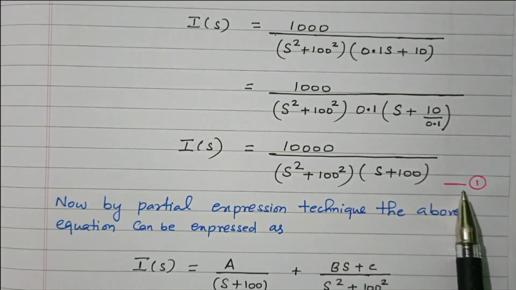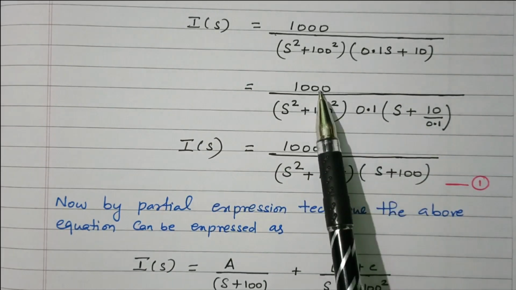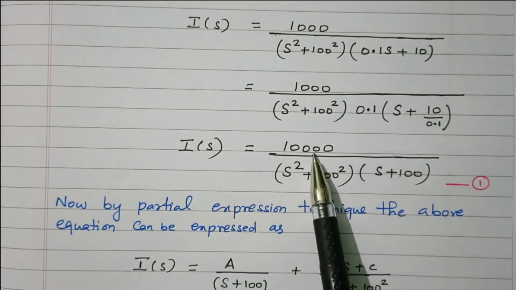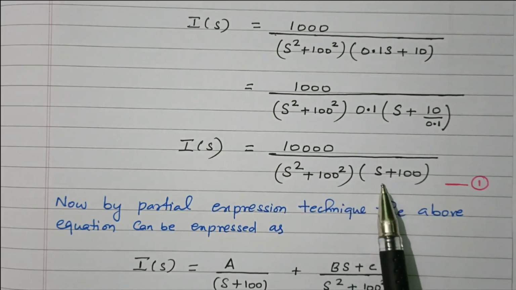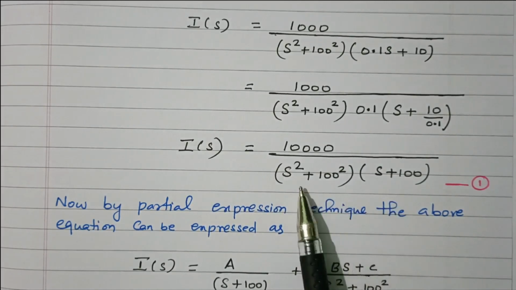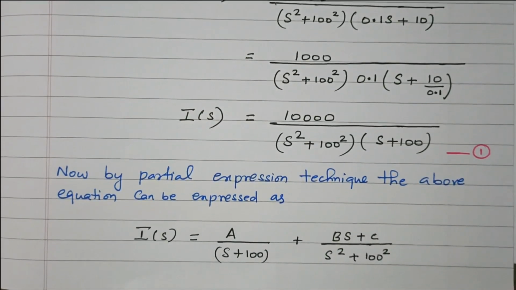We'll call this equation number 1. 1000 divided by 0.1 becomes 10,000, divided by s square plus 100 square into s plus 100. Right. Now we need to take the inverse Laplace, but we need to convert this into standard form. Then only we can take the inverse Laplace.